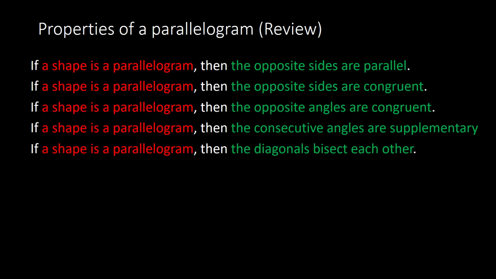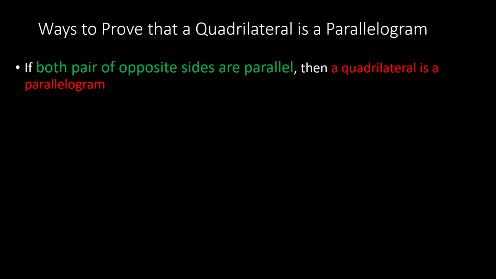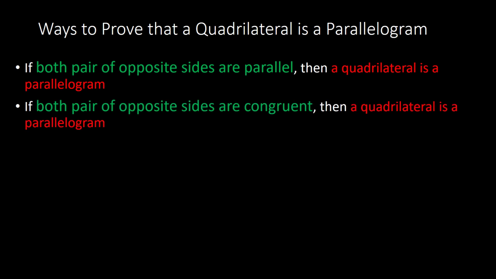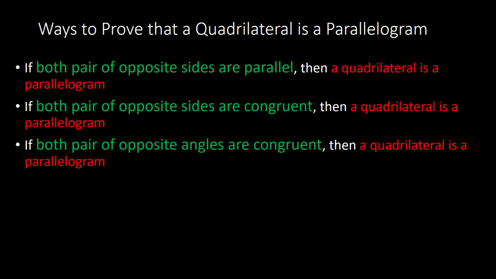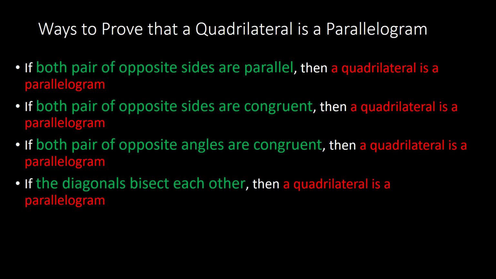Now in this lesson, we're doing basically the same thing, except we're taking the converse of each statement, where if we change the if and the then part of the statement, we would then have statements that said, if the opposite sides are parallel, then the shape is a parallelogram. Or if both pairs of opposite sides are congruent, then we have a parallelogram. Or if both pairs of opposite angles are congruent, then the quadrilateral is also a parallelogram. And if the diagonals bisect each other, then we have a parallelogram. So all we did was switch the if and the then statement, where now we have different ways to show that we have a parallelogram.